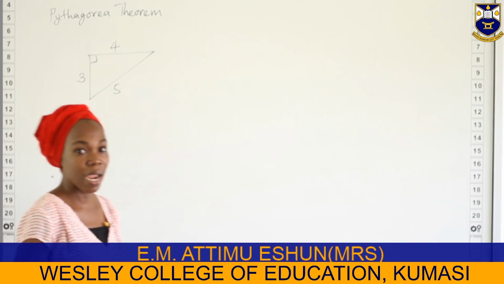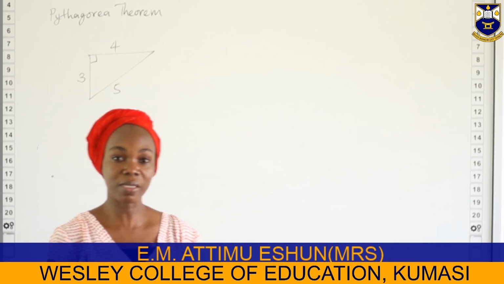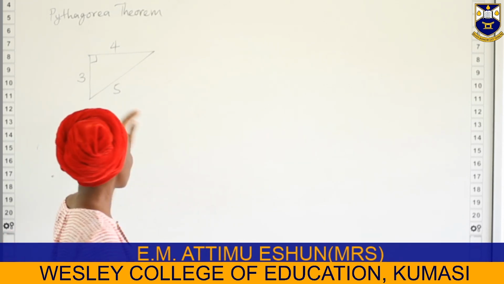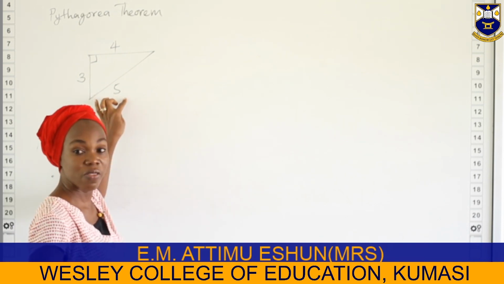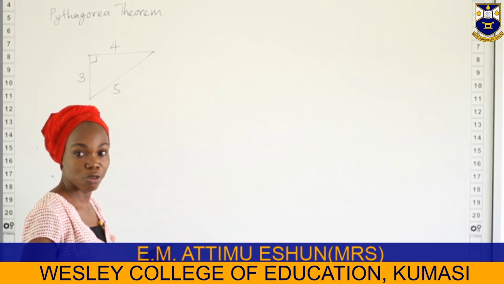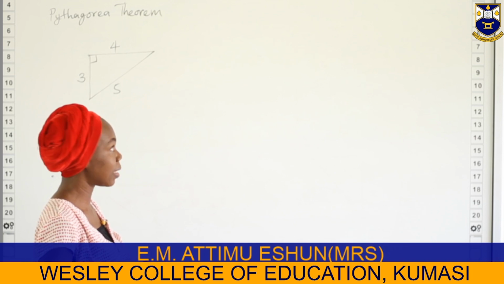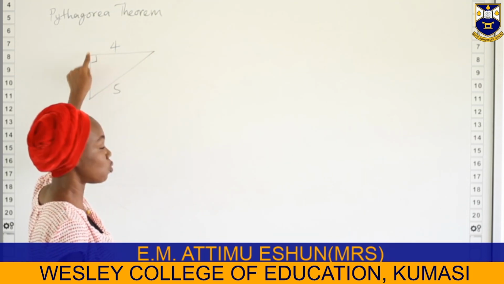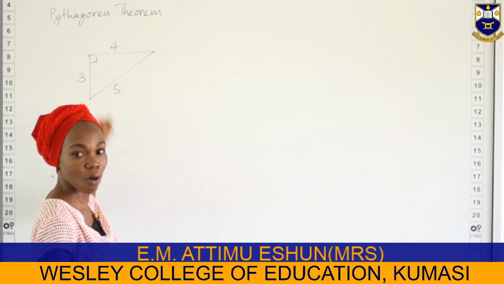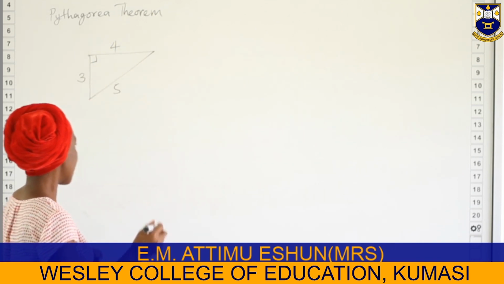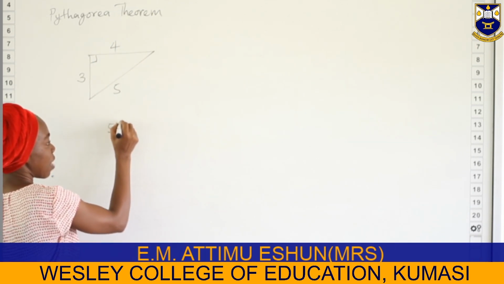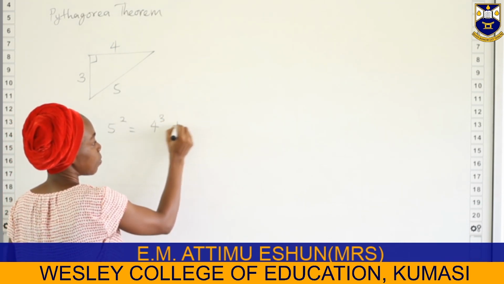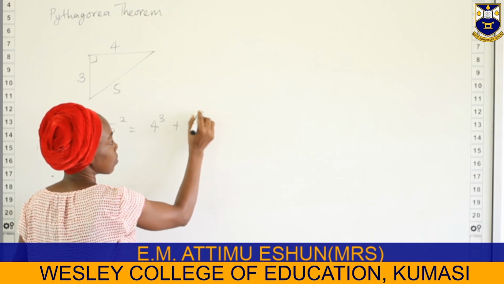Now the Pythagorean statement or equation or theory says that the square on the longer side of the right angle triangle, which is the hypotenuse, is equal to the sum of the squares on the other two sides or the legs of the right angle triangle. That means we have 5 squared is equal to 4 squared plus 3 squared.